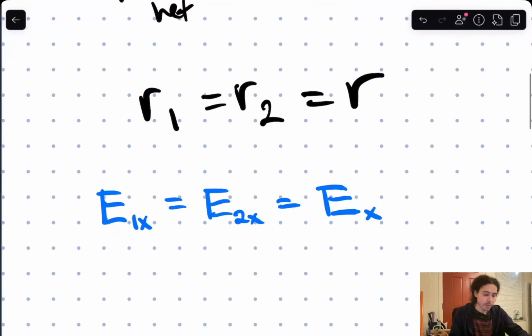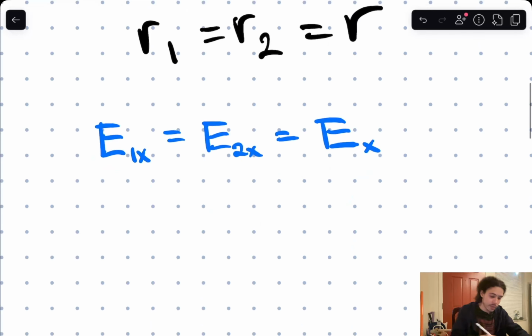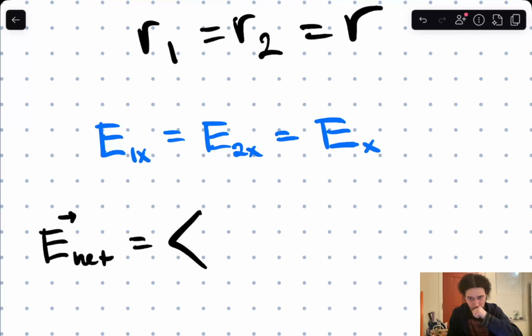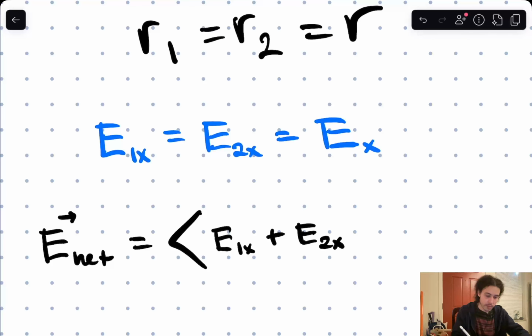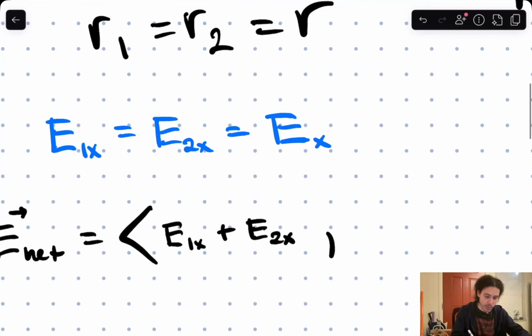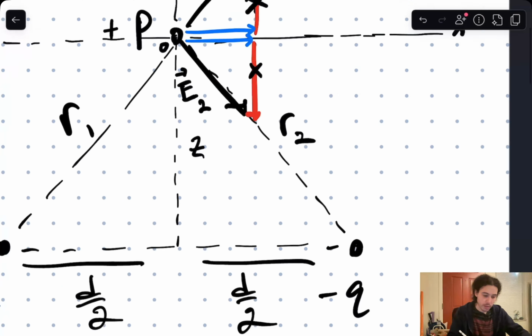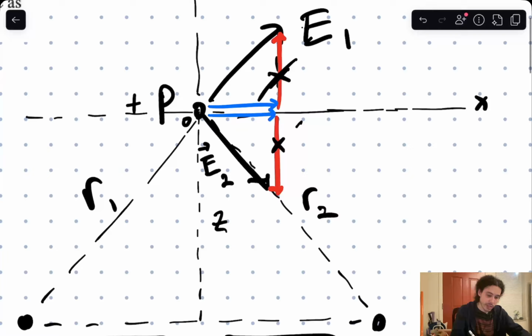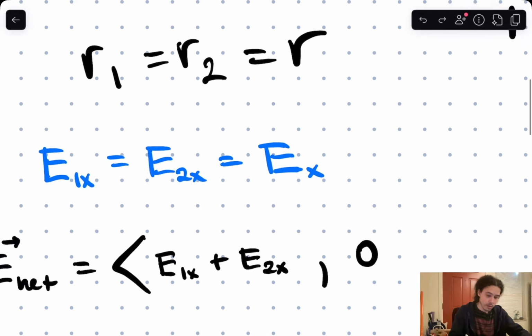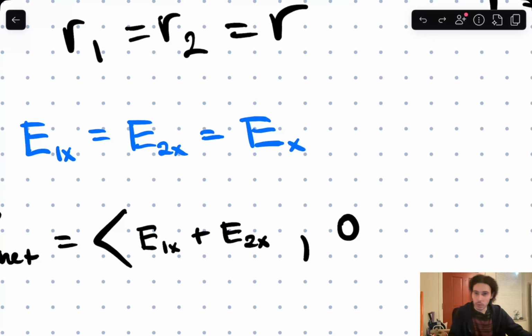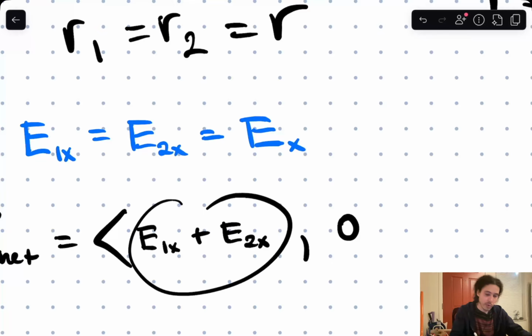They're the same magnitude. So that leaves us with E net being E1x plus E2x. The vertical part is 0, because again, the vertical components canceled out. This is the vertical part of the vector. This is the horizontal part of the vector.